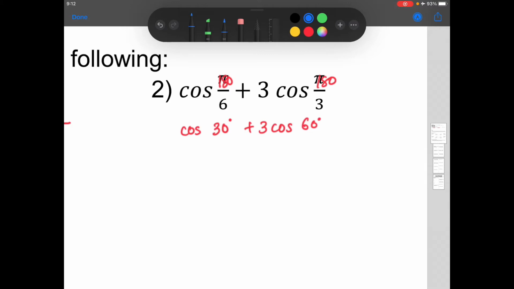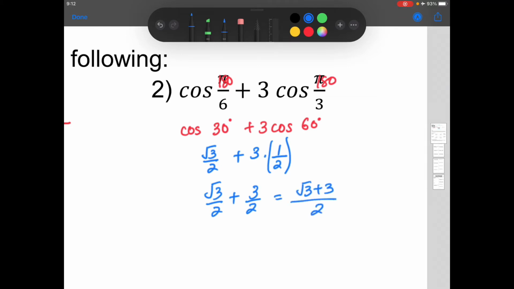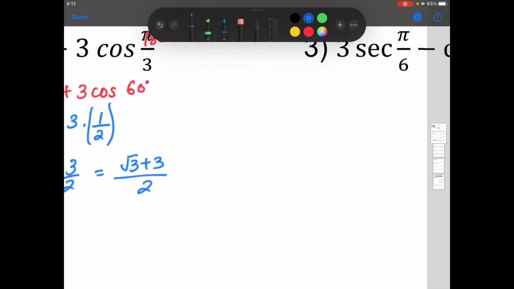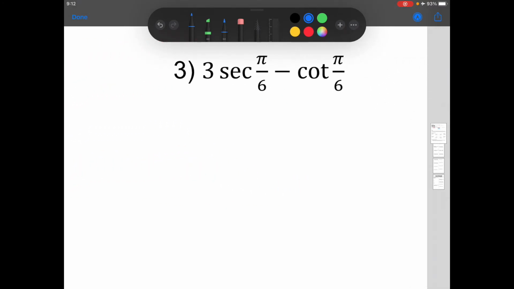So all I need to do is know my cosine values. My exact value for cosine of 30 is rad 3 over 2, plus 3 times cosine of 60, which is 1/2. So I'm just going to simplify this. This would be rad 3 over 2 plus 3 over 2, or I can say rad 3 plus 3, take the LCM, over 2.